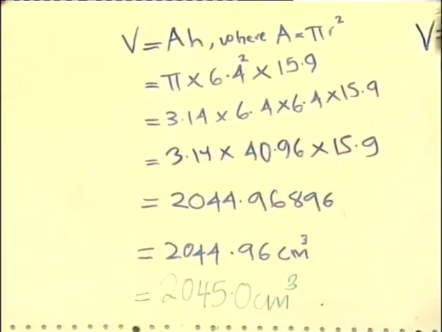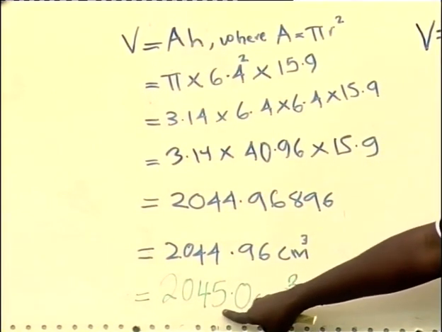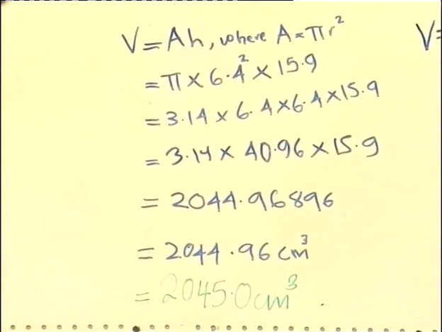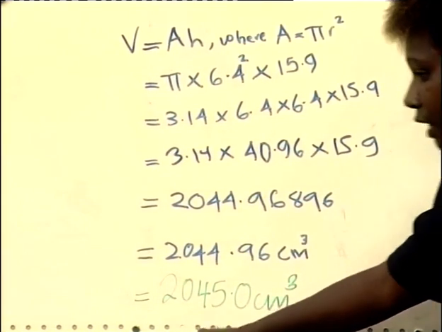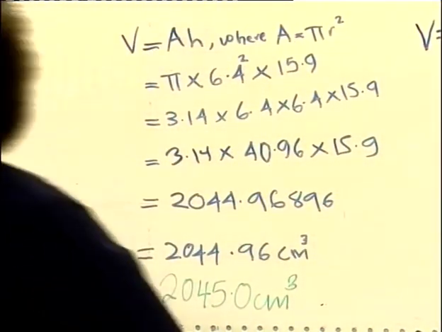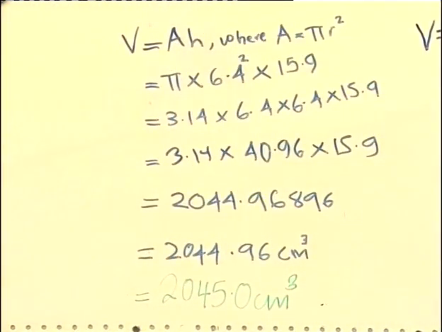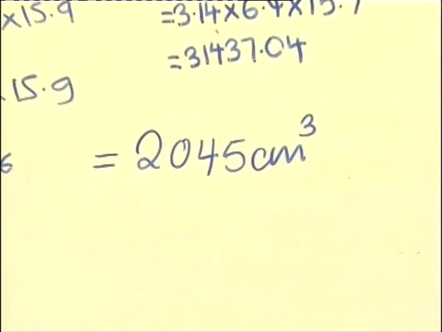Okay, we have it as a whole number. He has given us the answer as 2045.0. The whole number to have now is 2045. So that's the answer from your previous activity.